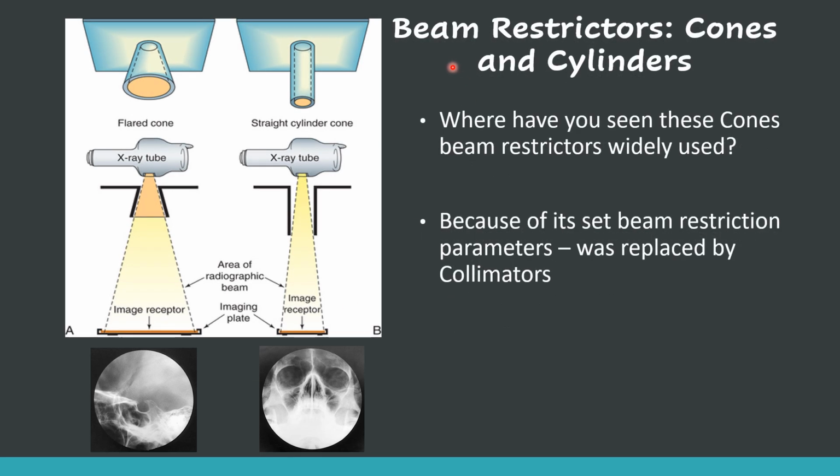So beam restrictors, cones, and cylinders. Where have you seen these cones? Beam restrictors were widely used. Because of their set beam restriction parameters, they were replaced by collimators. So we really don't use these much anymore.